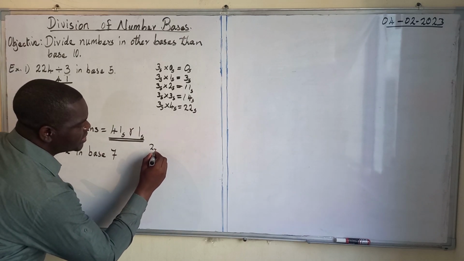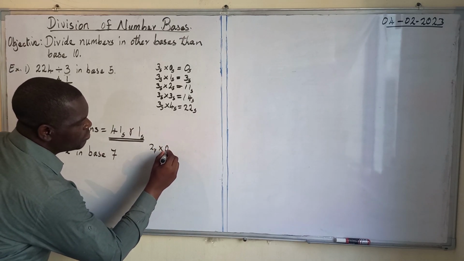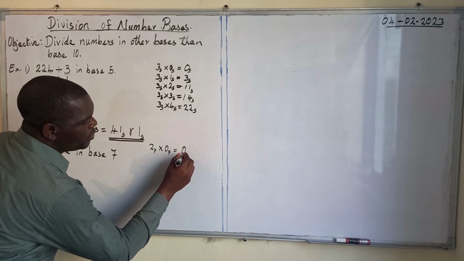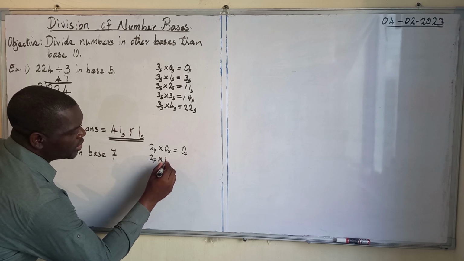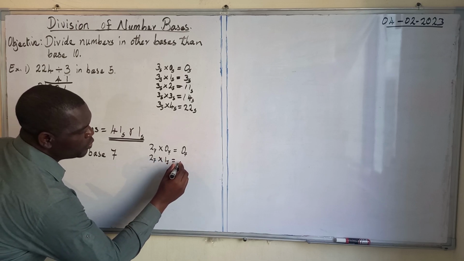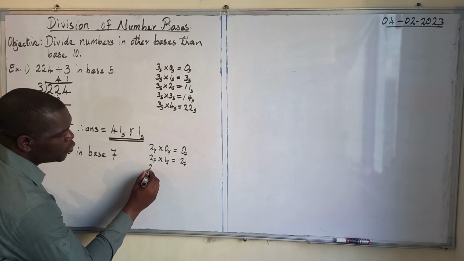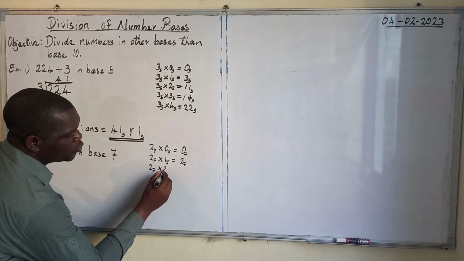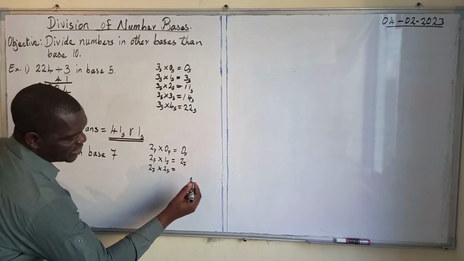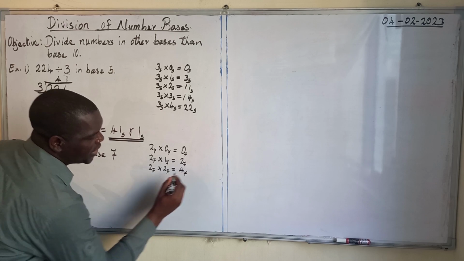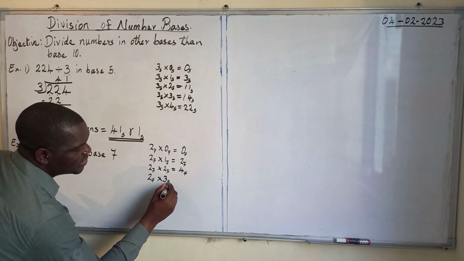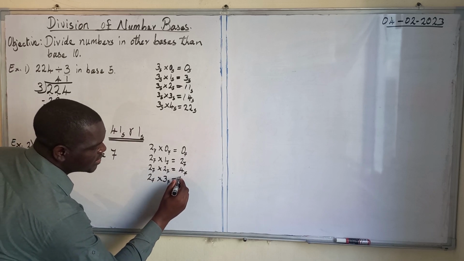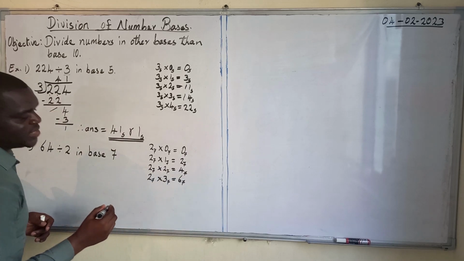2 in base 7 times 0 in base 7 is equal to 0 base 7. 2 in base 7 times 1 in base 7 is equal to 2 in base 7. 2 base 7 times 2 in base 7. 2 times 2 is less than the base, that is 4 base 7. 2 in base 7 times 3 in base 7. 2 times 3 is 6, which is less than the base. So it will be 6 in base 7.